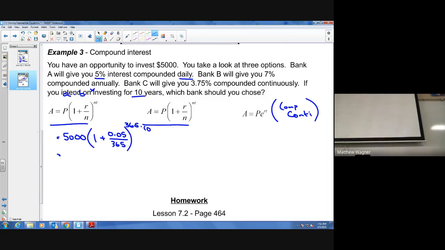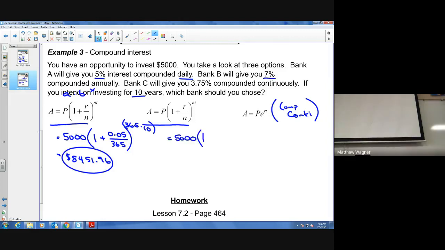Okay? You can use your calculator to figure this out. Just make sure, if you do use your calculator, either calculate that out and type in 3,650 or put your power in parentheses. You're going to wind up with $8,451.96. Pretty good deal. An extra $3,400 just for letting your money sit. I would take that.